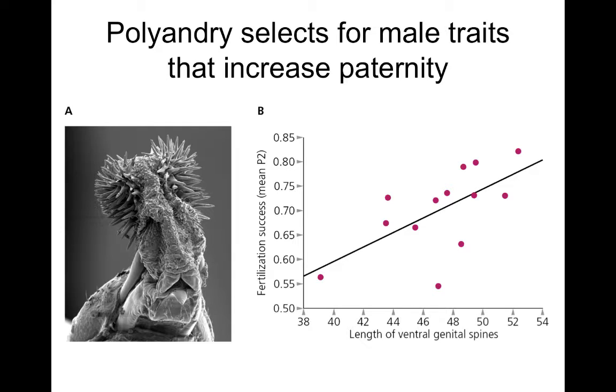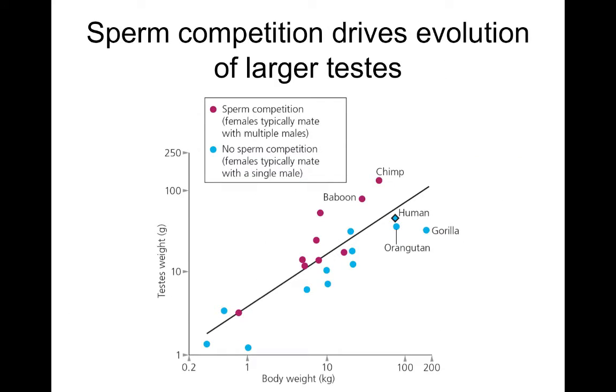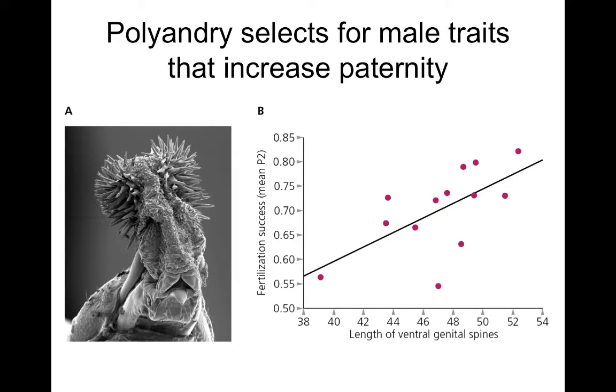Okay, so in polyandrous species, where a female is mating with multiple males, there is selection for traits that allow the male to increase his paternity. This is sperm competition. I talked about this extensively in class. There can be a variety of chemical or physical means by which sperm compete, from attaching to the vaginal tract, sperm plugs, and other means of keeping other sperm out or removing sperm that's already there.